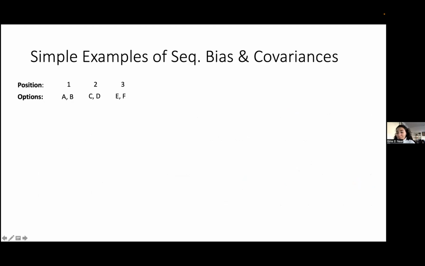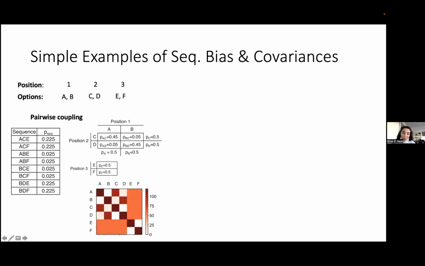What about if we made it a little bit more complicated? What if we added coupling? So we can add pairwise coupling. So we highly prefer B and D to occur together and A and C to occur together. E and F, they're chilling. They're still at that 50% rate. And you can see what that looks like in the residue pair matrix and in that chart with the probabilities of each of those sequences.